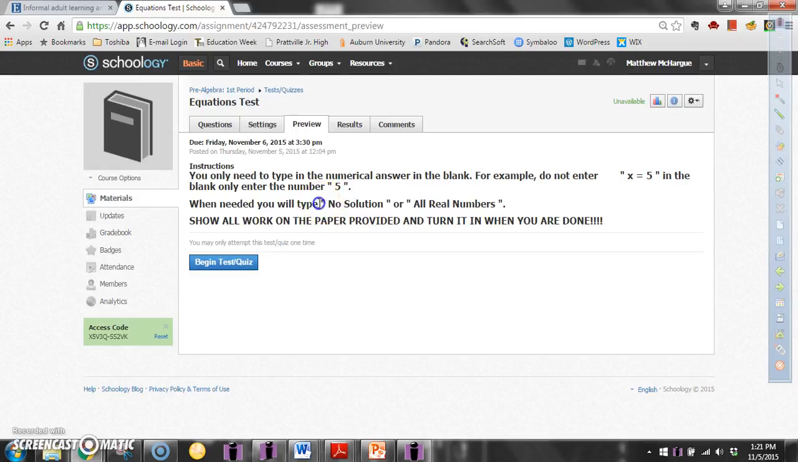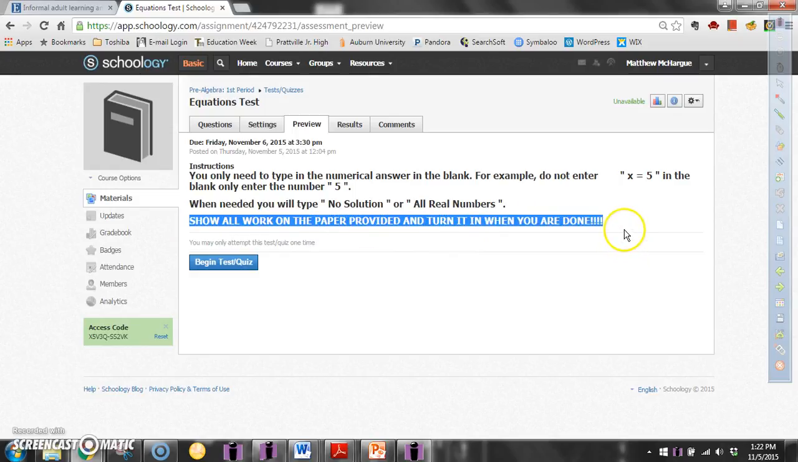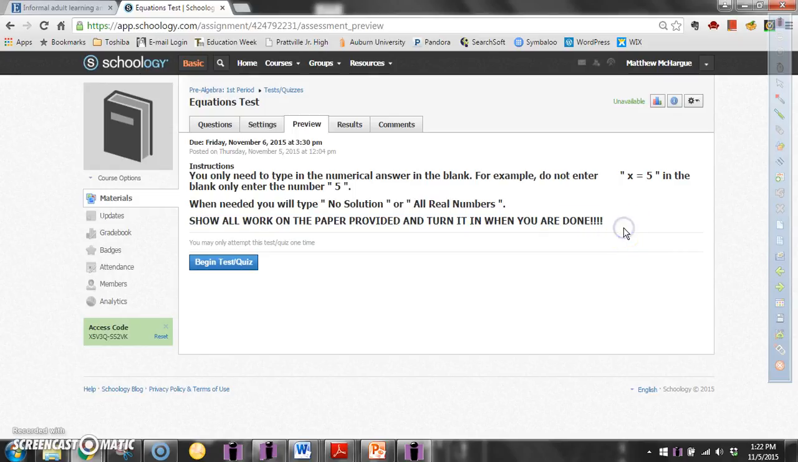If you come across a no solution or an all real numbers, that's what you need to type into the blank. And then definitely make sure that you're copying the equation, showing your work, and then you're going to turn that in when you're done with the test. And make sure that you click submit when you get done with the last question. All right, good luck, guys, and I will see you on Monday.